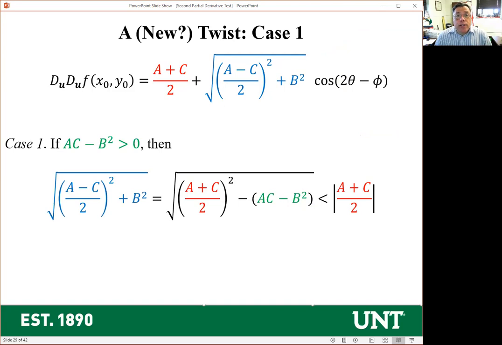Then it's straightforward to show that the term underneath the blue square root is equal to the red term squared minus the green term AC minus B squared. So the green term is positive, which means that if I take it away, I make the right-hand side bigger, and therefore the amplitude of the cosine function is less in magnitude than the magnitude of the phase shift.